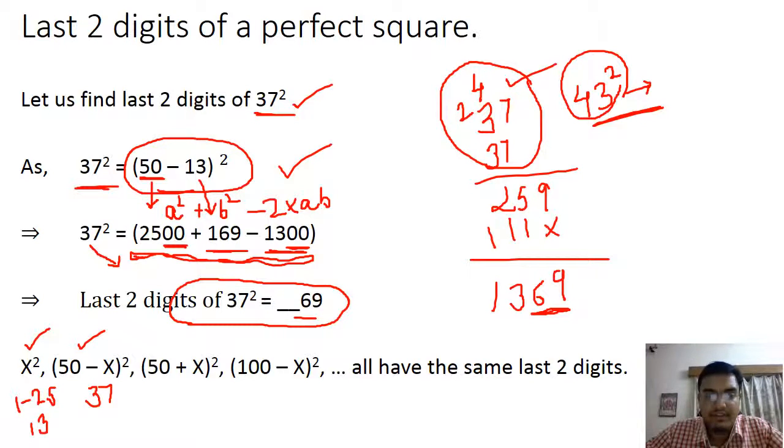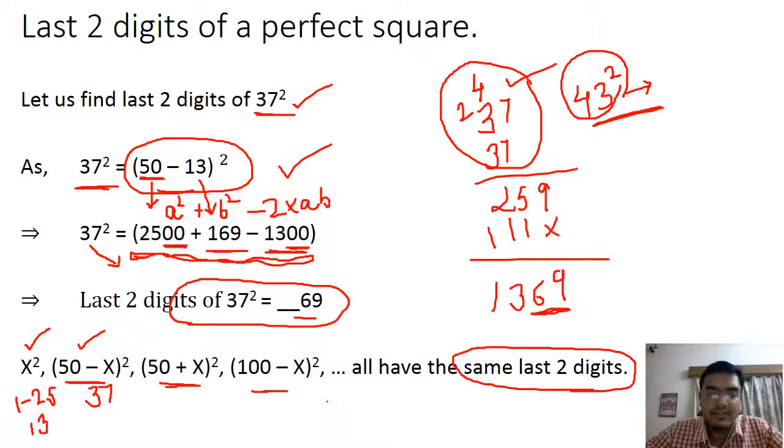So whenever we have 50 minus x whole square or 50 plus x whole square, 100 minus x whole square, and so on, all of them will have the same last two digits, right? So we just need to see the difference from 50 or from 100. Whatever is the difference, the square of that quantity would be the last two digits.